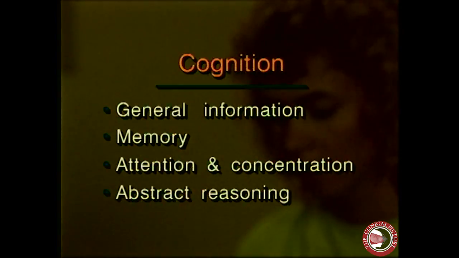Cognition is generally broken down into 4 categories. The first is general information. Next, memory. Third, attention and concentration. And last, abstract reasoning. The patient's general information can be perceived from their ability to fill out the doctor's intake questionnaire and their ability to communicate to the doctor about recent events.